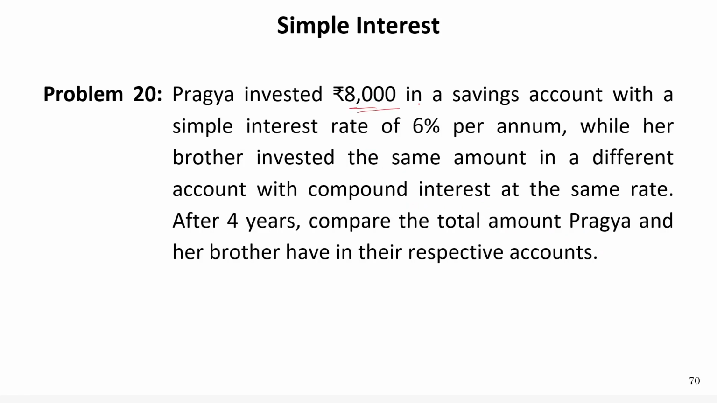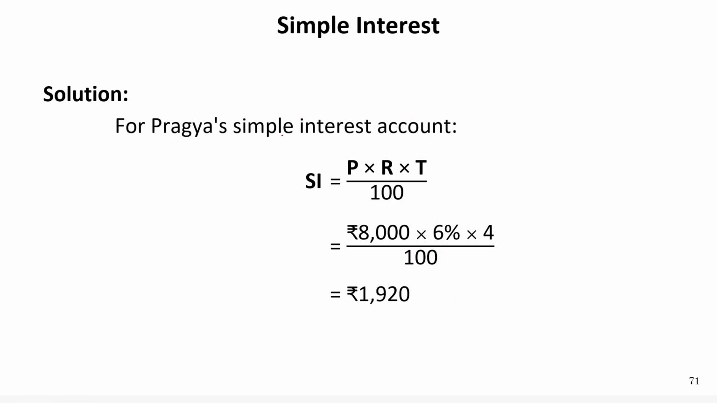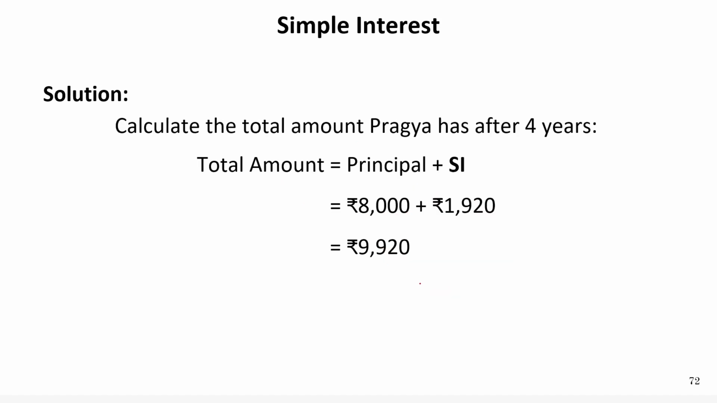So Pragya invested 8,000 in a savings account with a simple interest of 6% per year, while her brother invested the same amount in a different account with compound interest at the same rate. After 4 years, compare the total amount Pragya and her brother have in their respective accounts. So Pragya's simple interest account will be what? SI is equal to PRT by 100. So 8,000 into 6 into 4 by 100, because 6 is in percentage here. So 1920 is the correct answer here for Pragya's interest. So Pragya's total amount will be 9,920 by adding the principal amount with simple interest.